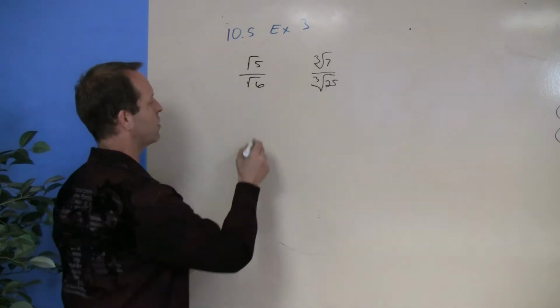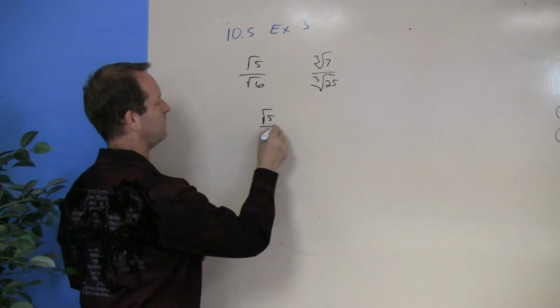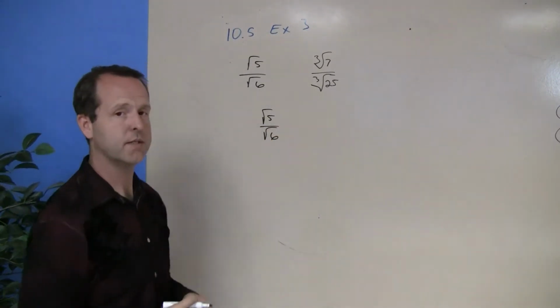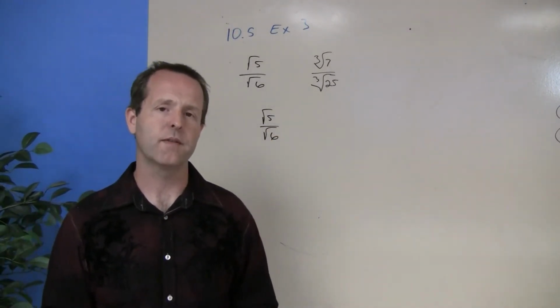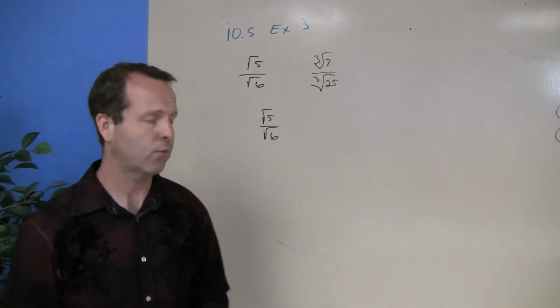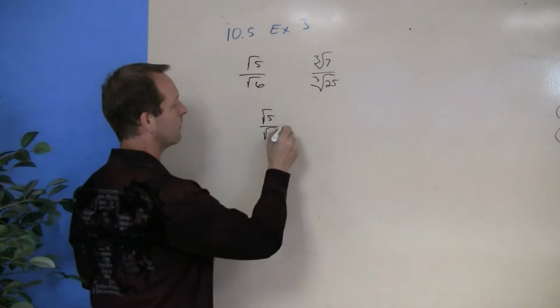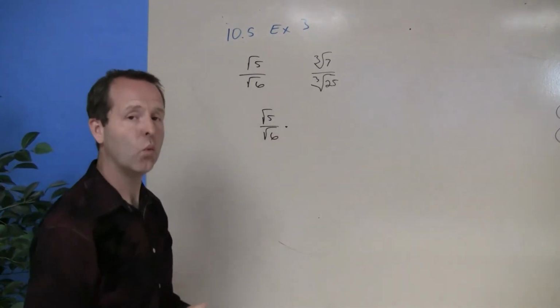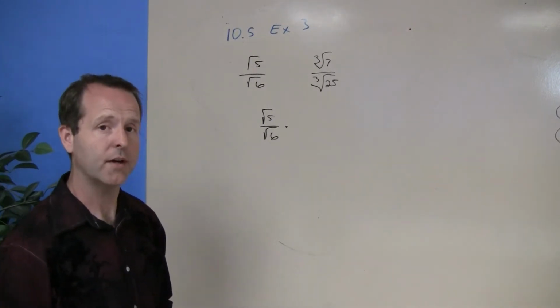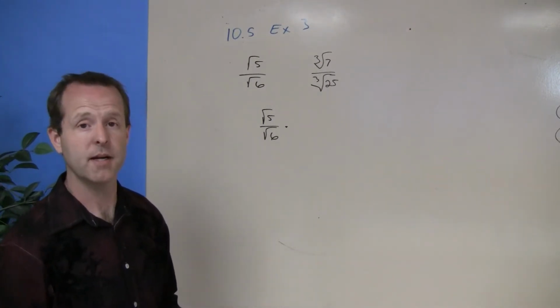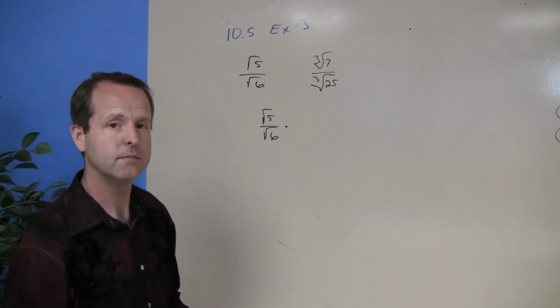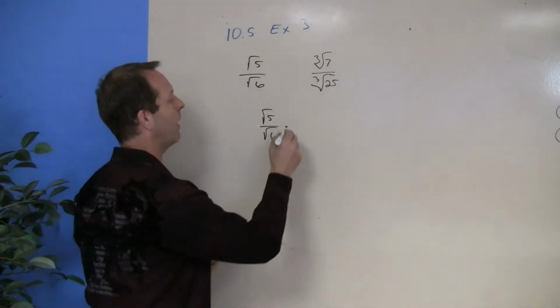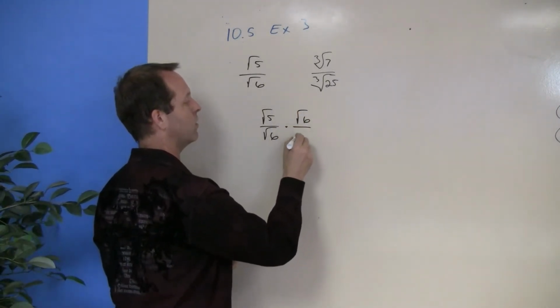So what I'm going to do on that first problem, root 5 over root 6, is I'm going to try to come up with a number to multiply it by, a clever version of 1. And the one I'm going to choose will make the radical in the denominator disappear. Can you think of one? How about root 6 over root 6?